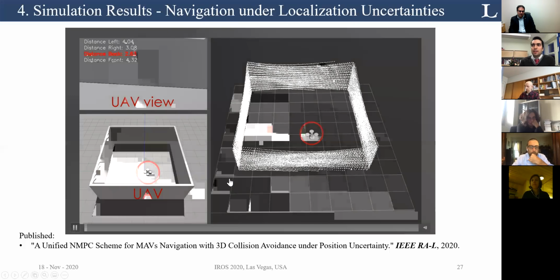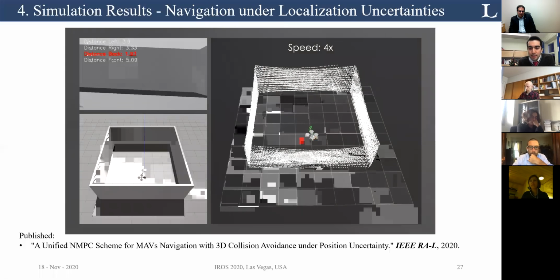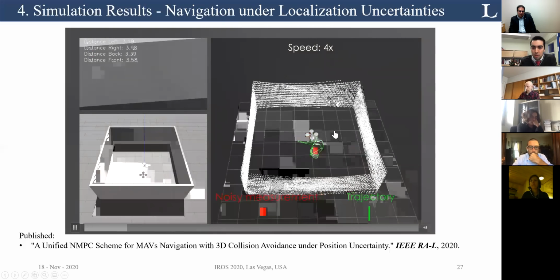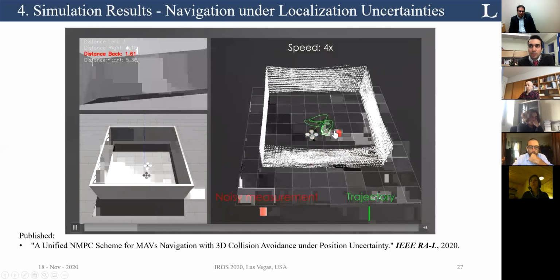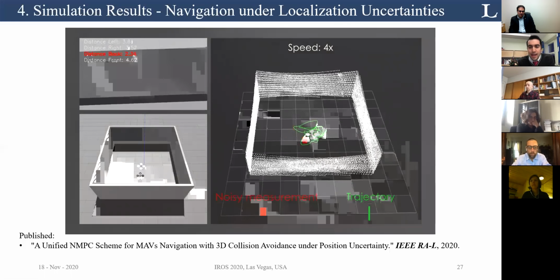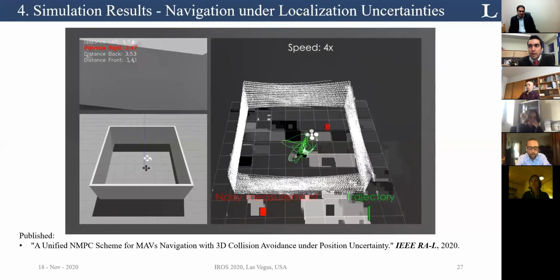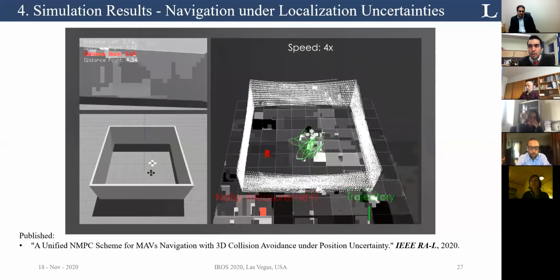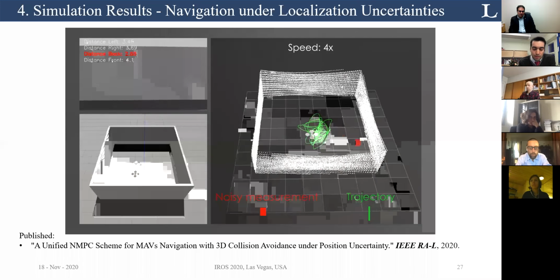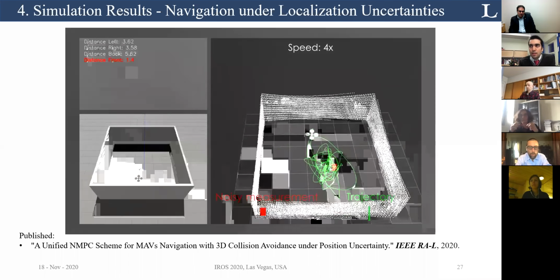Next part, the same structure, but this time we start adding the uncertainty in localization. These red dots are the information for the position that we are giving to the UAV. We still have the constraints active, so we still avoid the walls and we don't violate the constraints, but due to the uncertainty in localization and fixed weight for the NMPC, we have a bit of oscillation.